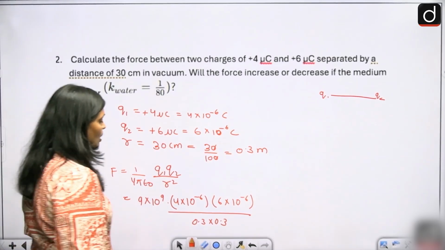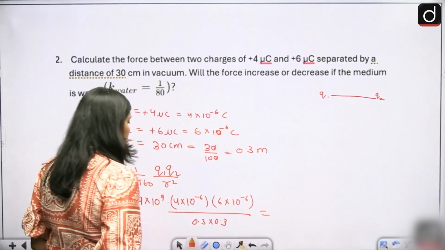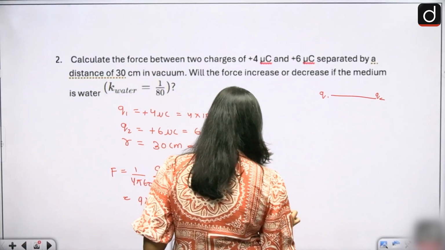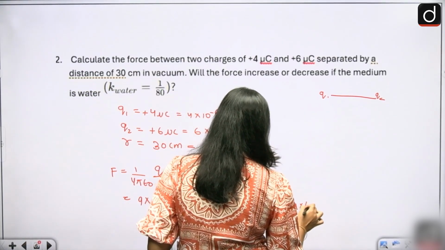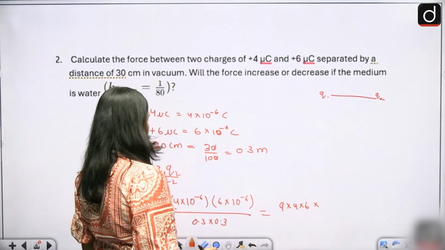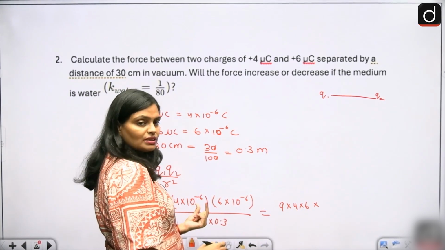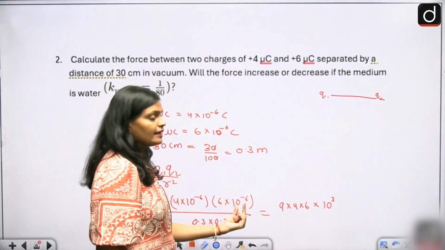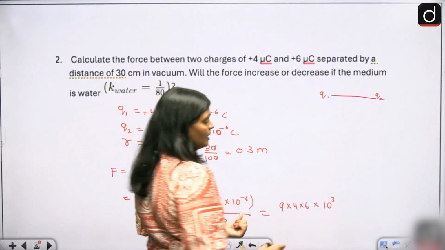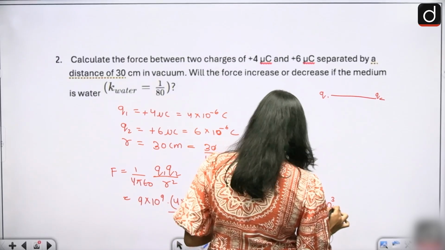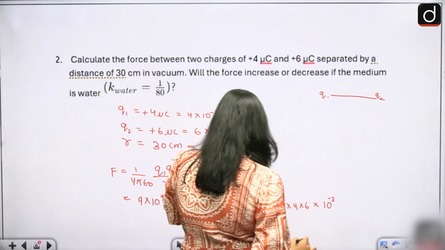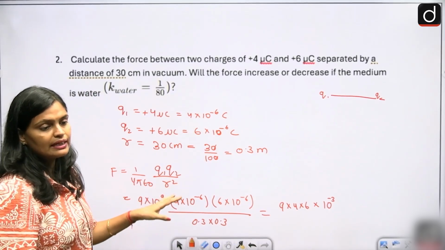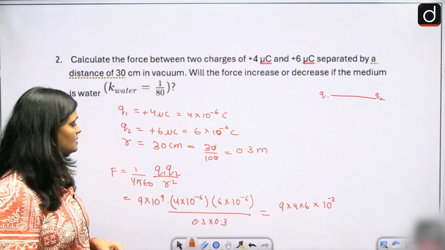Okay, so now how to solve this? See, first of all 9 into 4 into 6. So you just write down 9 into 4 into 6 like this. Multiply 10 power 9 and 10 power minus 6. How much will it be? 10 power 3. And 10 power 3 and 10 power minus 6, how much will it be? 10 power minus 3. So ultimately it will become 10 to the power minus 3.